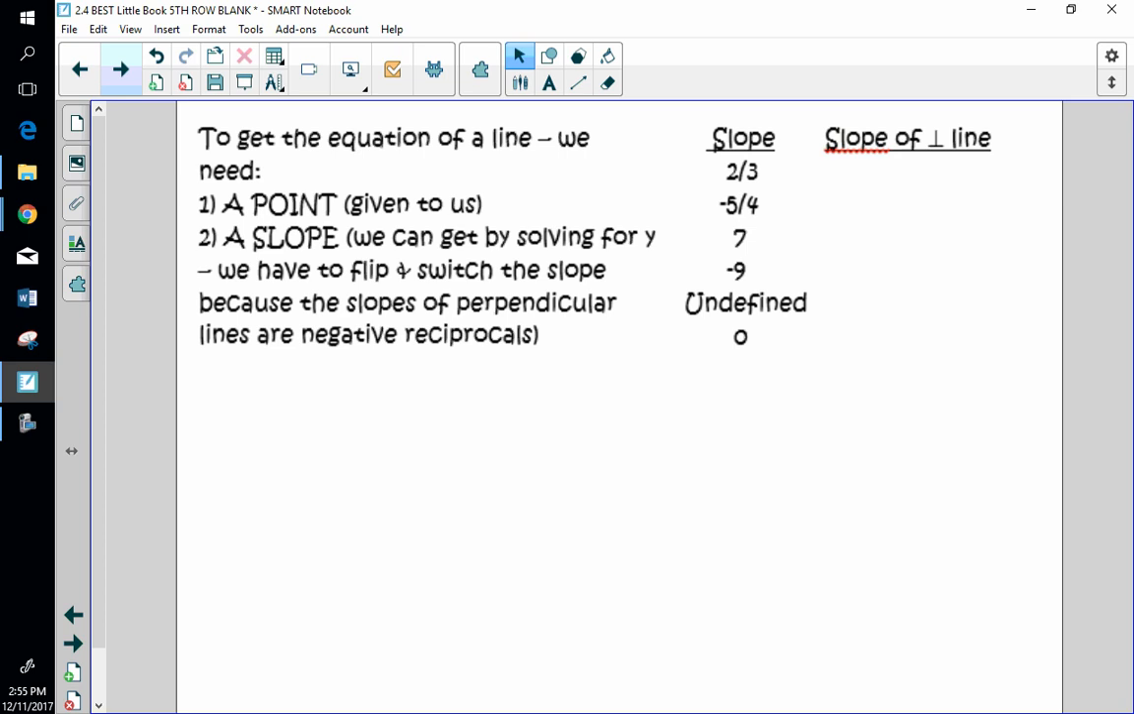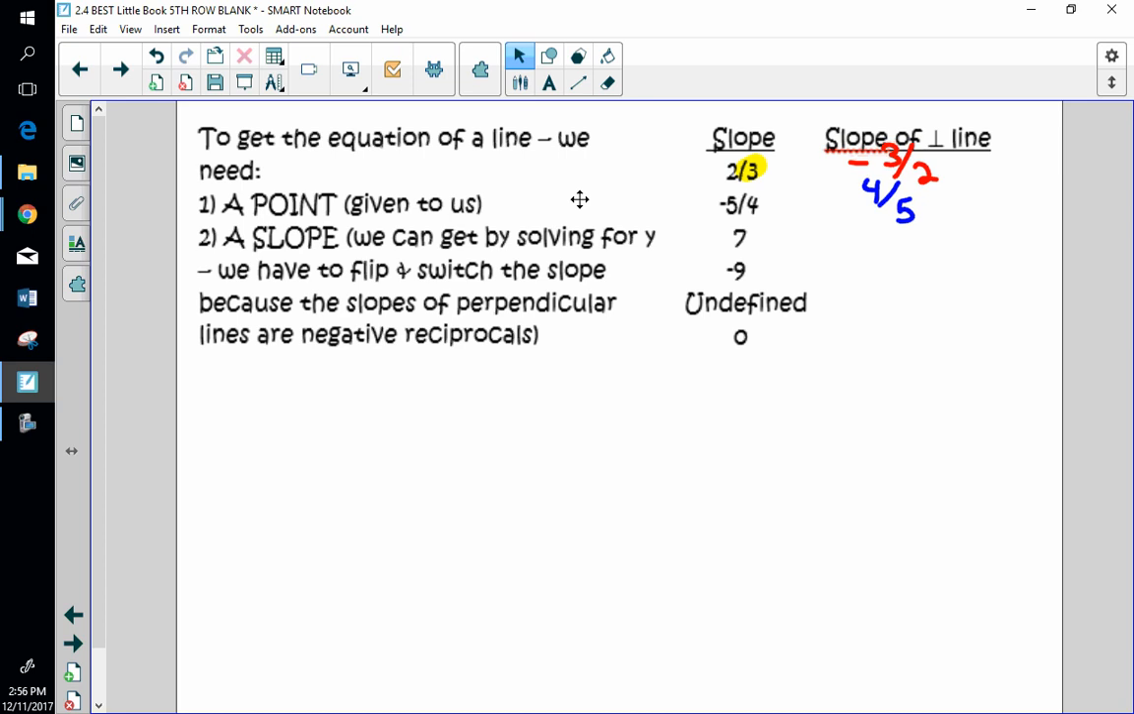If you get the equation of a line and it has a slope that is 2/3, if you want the equation of a perpendicular line to it, you're going to flip the fraction, 3/2, and you're going to switch its sign, make it negative. The second one, if you want the equation of a line that's perpendicular to a line that has a slope of negative 5/4, you will flip it over, which is 4/5, and you'll switch its sign, make it positive.